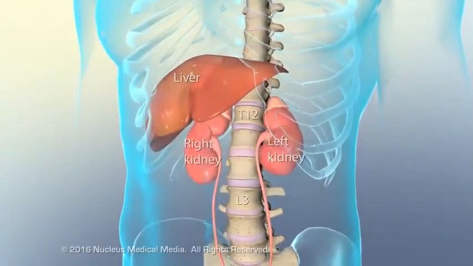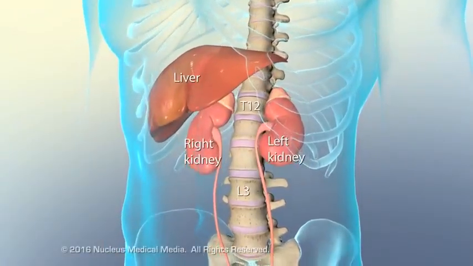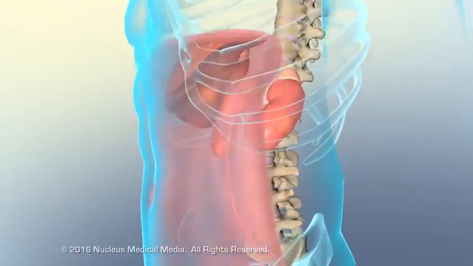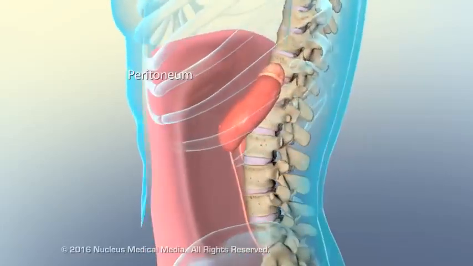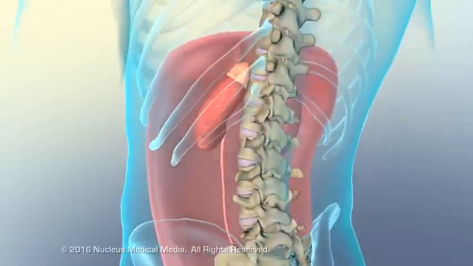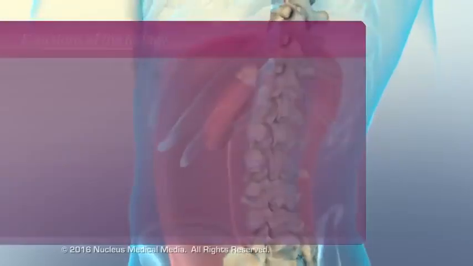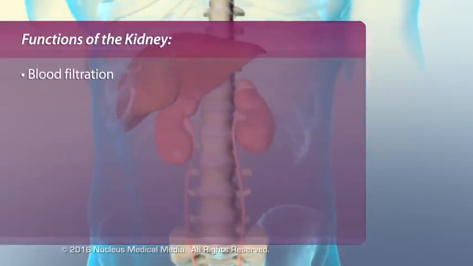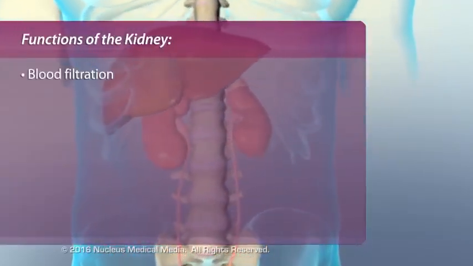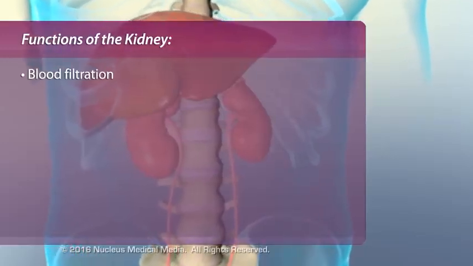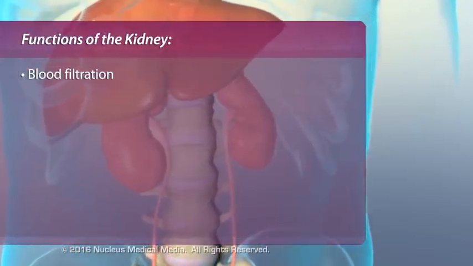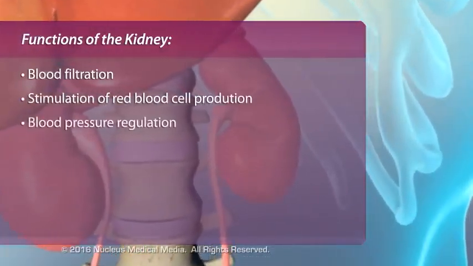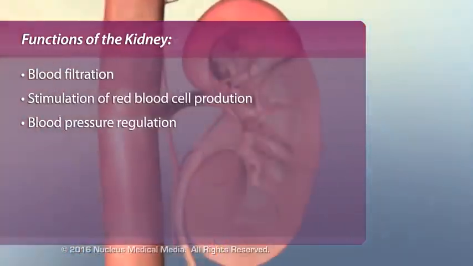The kidneys are located on either side of the spinal column in the posterior abdominal cavity, behind the peritoneum in the retroperitoneal space. The functions of each kidney include filtration of metabolic wastes, fluids, and electrolytes from the blood during urine production, stimulation of red blood cell production, and regulation of blood pressure.